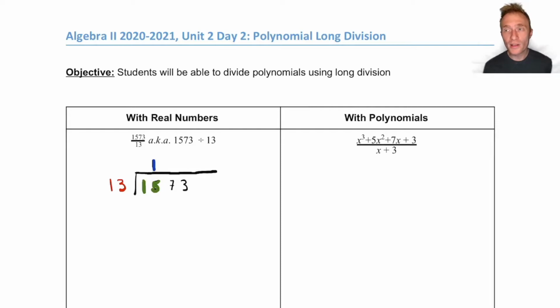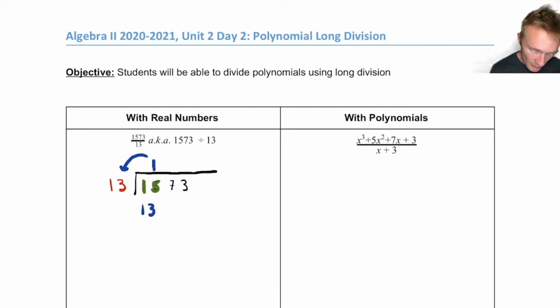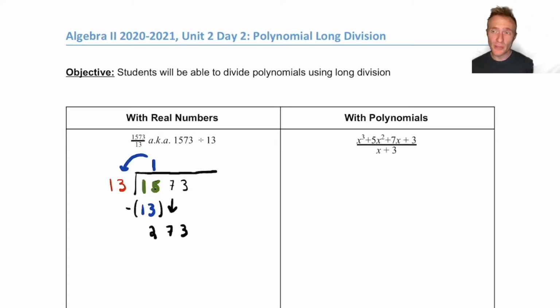Now, that 1 is going to end up meaning a 100, and basically we're just going by hundreds, then tens, then ones places. But anyway, 1 times 13 is 13. Really, that means 1300. We subtract this, we're left with 2, and we bring down the 7 and the 3. See how that really tells us there's 273 left over once you've done 100 13s.